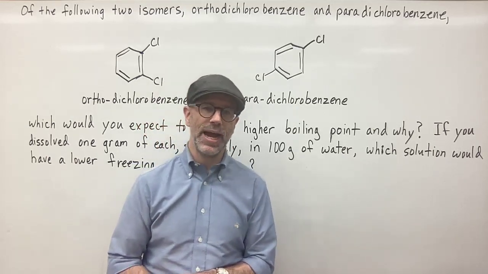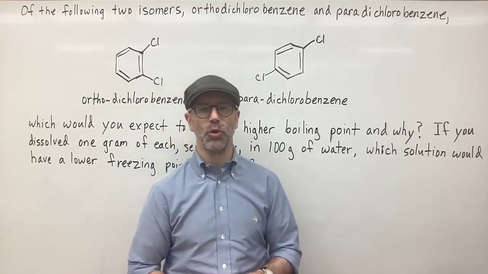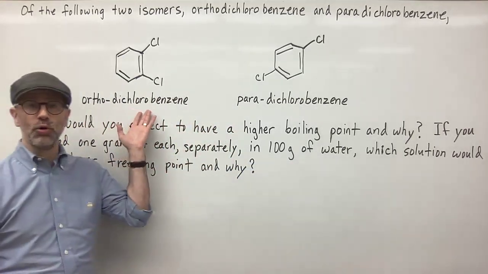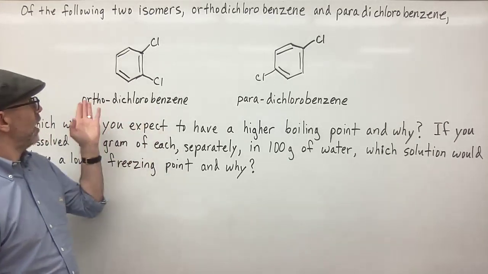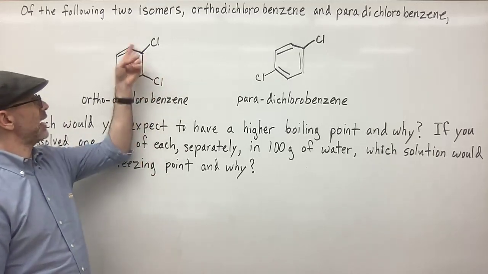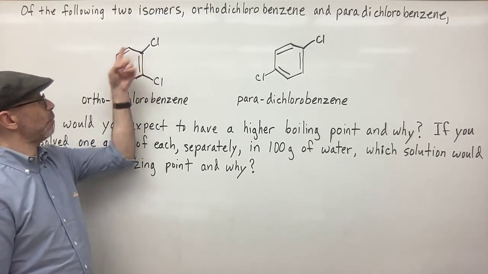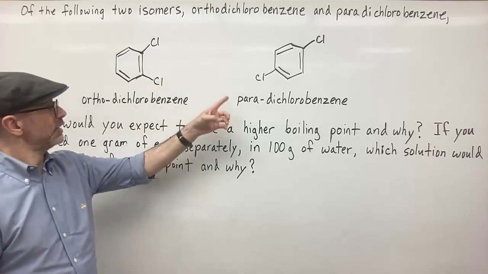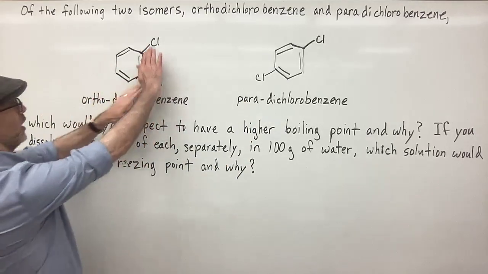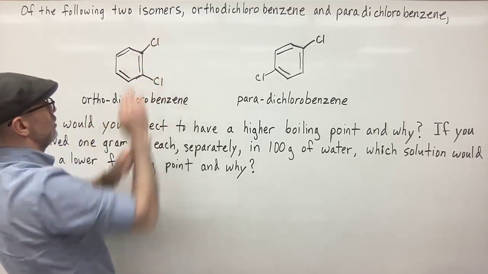In this question we're asked, of the following two isomers, ortho-dichlorobenzene and para-dichlorobenzene, which we have drawn here on the board. This is ortho-dichlorobenzene. Benzene because we have a benzene ring. You identify the benzene ring by a six carbon ring with these double bonds here as well. This also has the same structure. That's the benzene ring. If you were to get rid of these and just leave that, that would give you your benzene ring. That would be benzene.